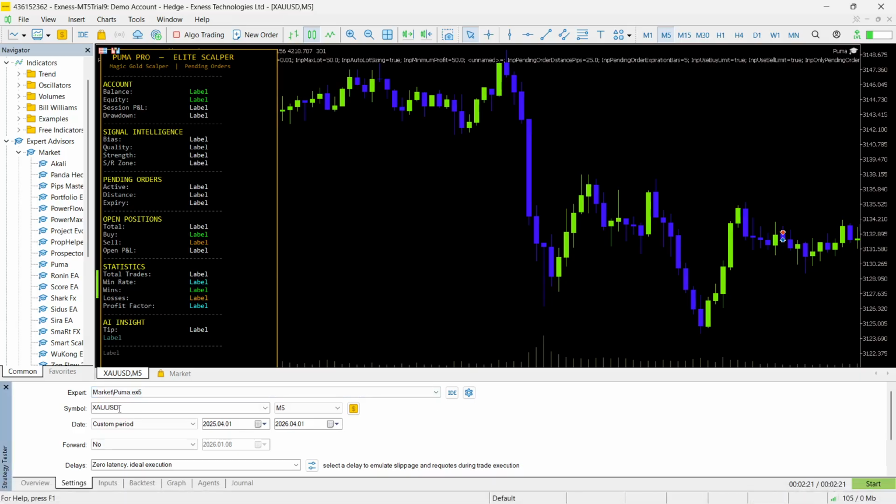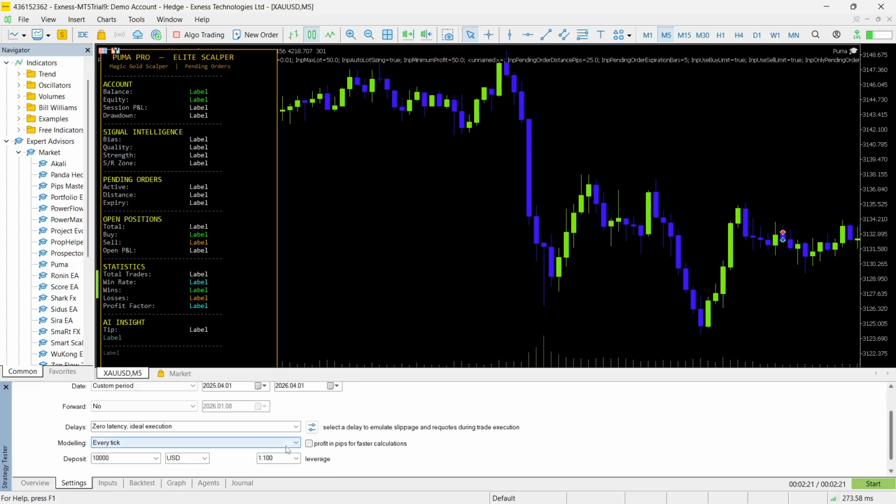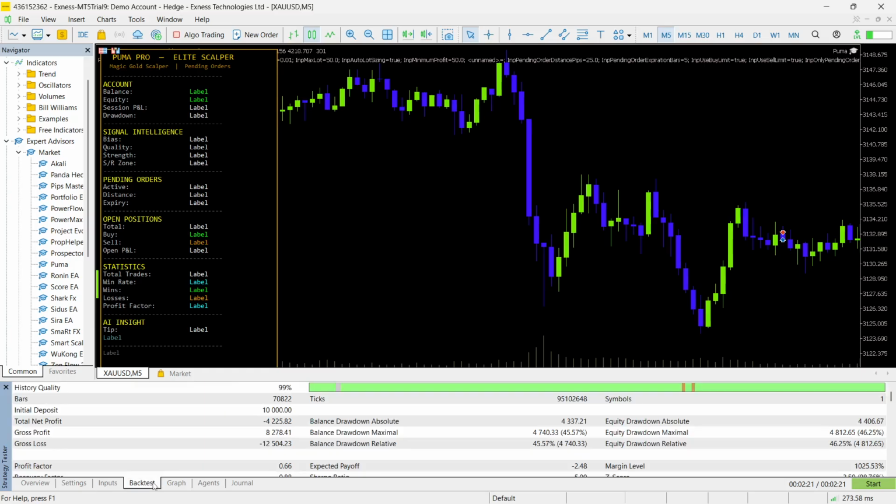So I had the opportunity of running it on his recommended pair, XAUUSD Gold, on the M5 time frame, which was recommended as well, along with the 15-minute time frame, for a period of 1 year. The period ranging from the 1st of April 2025 to the 1st of April 2026. My initial deposit for the period was $10,000, and for that I got the following results.